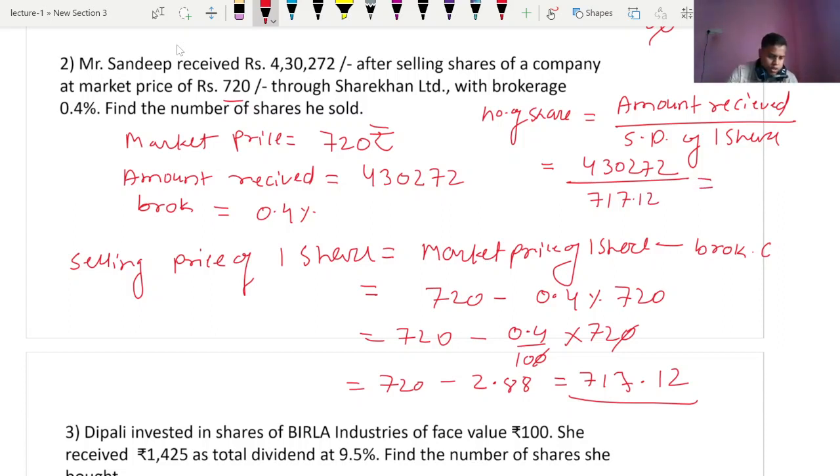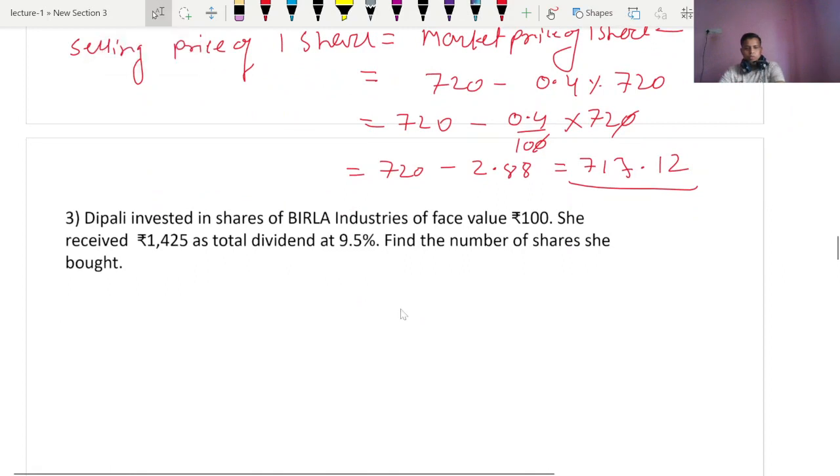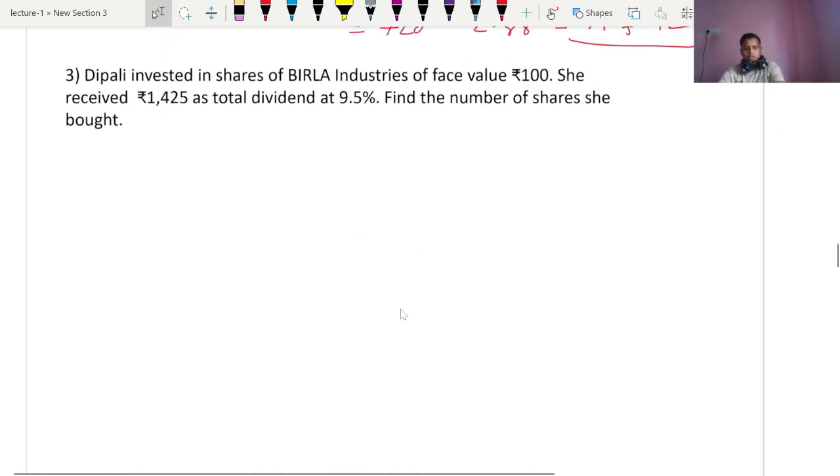So 430,272 divided by 717.12 becomes 600. So the number of shares he sold is 600. This is very simple. You can do this. Try to practice from the book, practice unsolved questions, then you will be clear with all the concepts. Okay, see the next question.